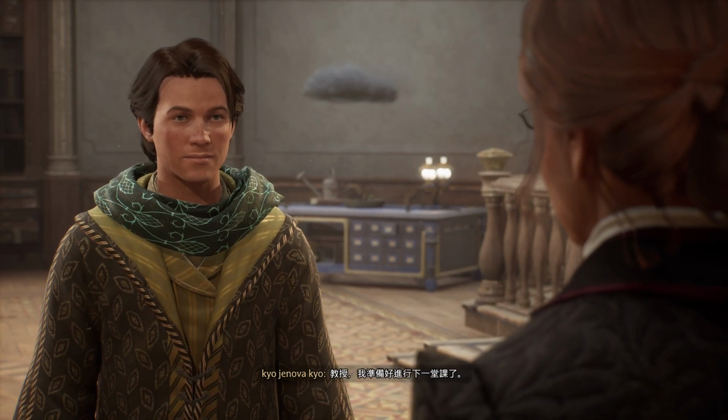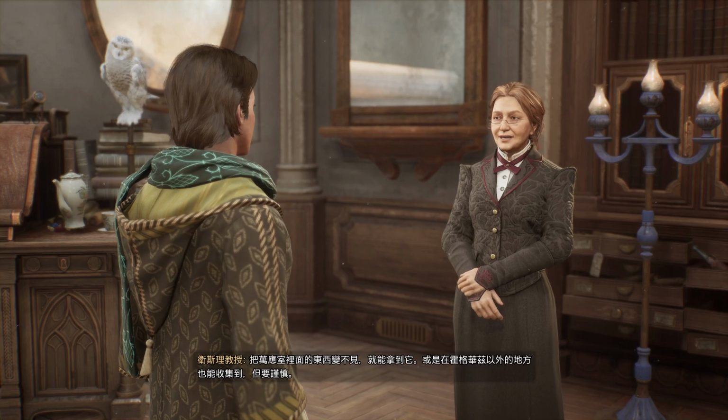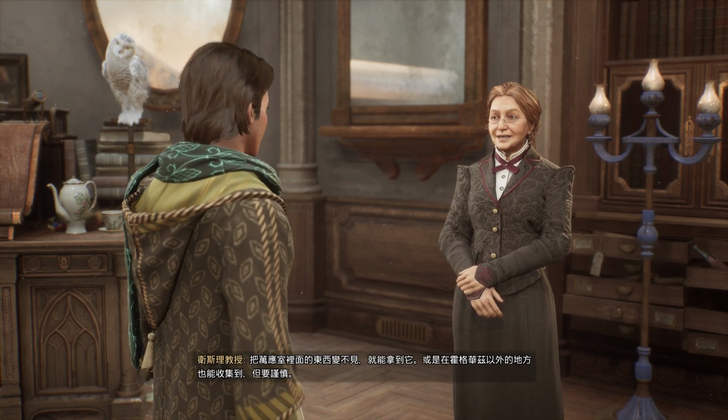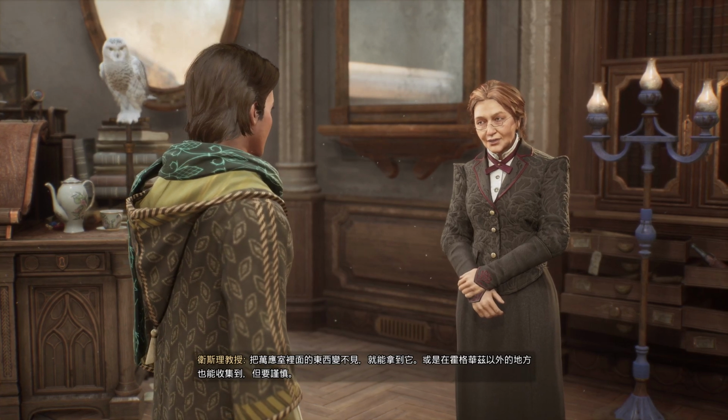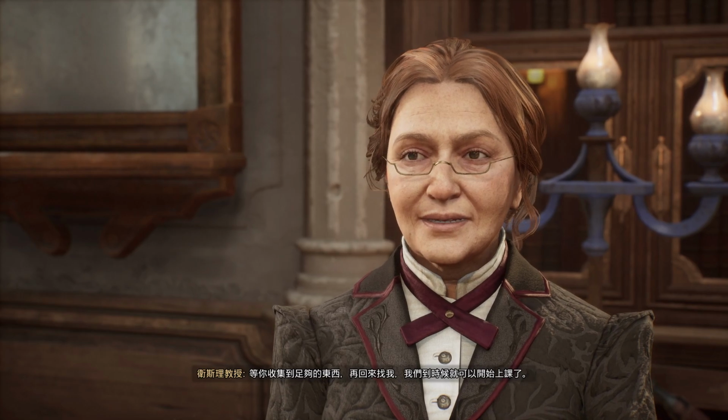I'm ready for the next lesson, Professor. Very well. First, you'll need to gather some moonstone. You can acquire it by vanishing items here in the Room of Requirement, or you can gather it carefully outside of the Hogwarts grounds. Return to me once you've gathered enough, and we shall begin the lesson.